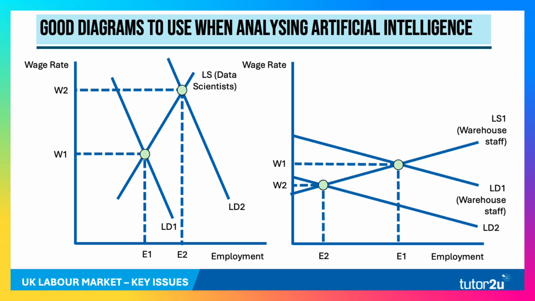So here's a nice way of just splitting up the market. Instead of just using one diagram, draw two diagrams side by side for specific occupations. And it's a good way, a nice clean way of using labour demand and labour supply to make your point.